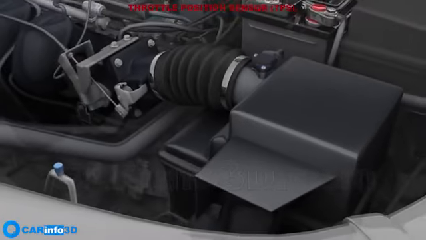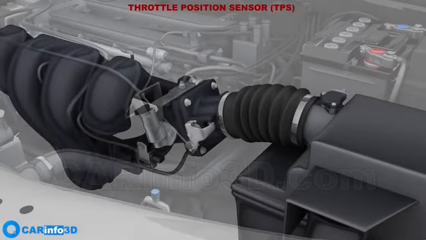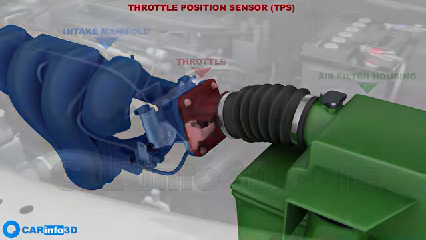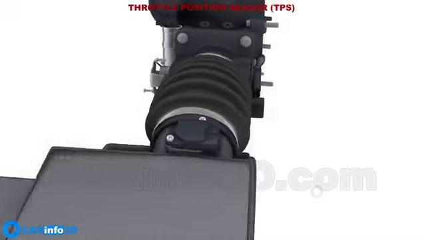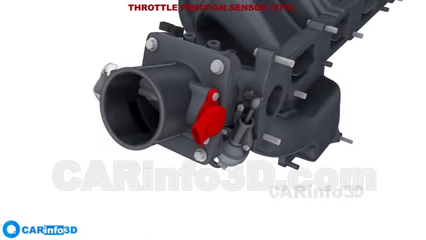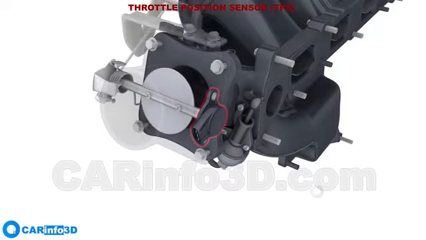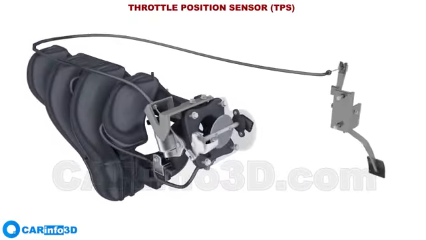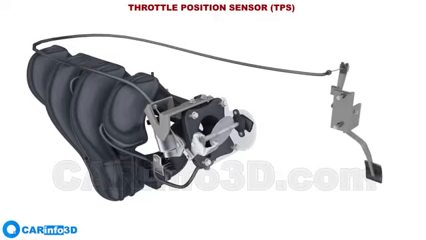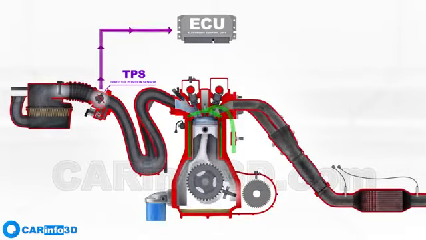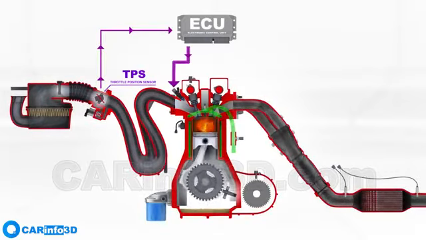Moving on to the next sensor. The throttle position sensor, or TPS, is situated on the throttle upstream of the intake manifold. It communicates the position and dynamics of the throttle movement, while the throttle valve angle adjusts based on the position of the accelerator, or simply gas pedal. Based on the readings of this sensor, the ECU modifies how much gasoline the injectors supply.